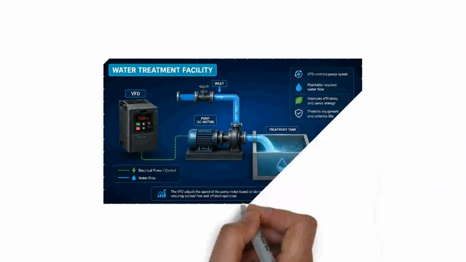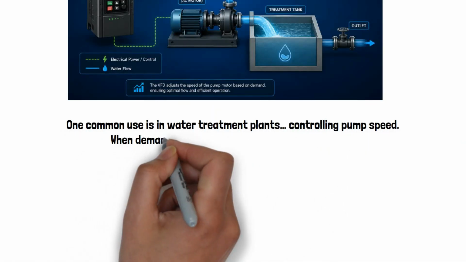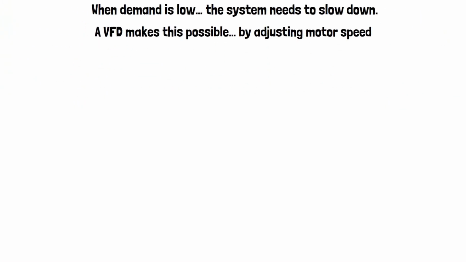One common use is in water treatment plants, controlling pump speed. When demand is low, the system needs to slow down. A VFD makes this possible by adjusting the motor speed.